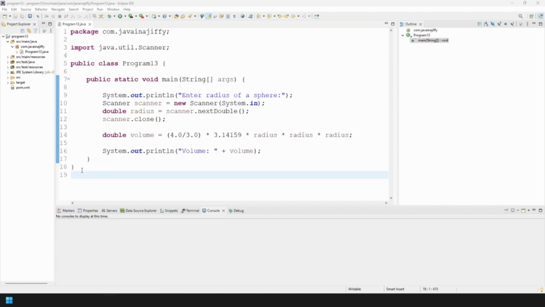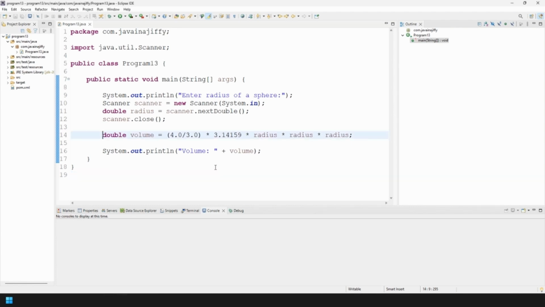And now with the radius stored in this double variable called radius, we could do a simple version of the formula, 4 divided by 3 times an approximate value of pi, 3.14159, times the radius times the radius times the radius, or radius cubed.